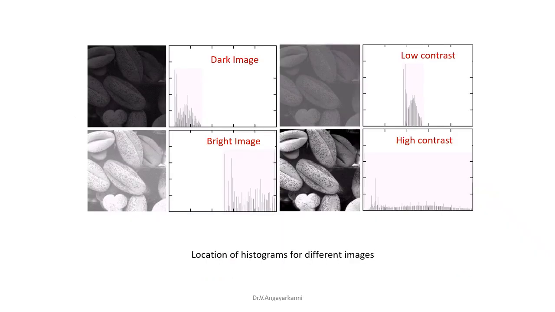Here some of the images and their corresponding histogram values are shown. For a dark image, the values are nearly towards 0. Similarly, for a bright image, the values are mostly near the upper half of the gray levels, from 125 to 255. In the same way, for a low contrast image, the values vary approximately from 100 to 125. And for a high contrast image, the values are equally varied from 0 to 255.